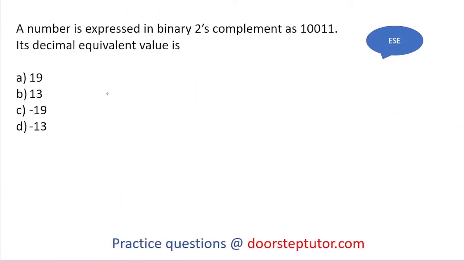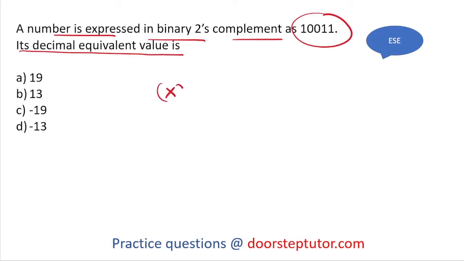Previous year question based on the binary number system. A number is expressed in binary 2's complement form as 10011, and we have to find out the decimal equivalent of the given number. So if a number x is in binary and the 2's complement of that number is given as 10011, we have to find out the value of x in this case.